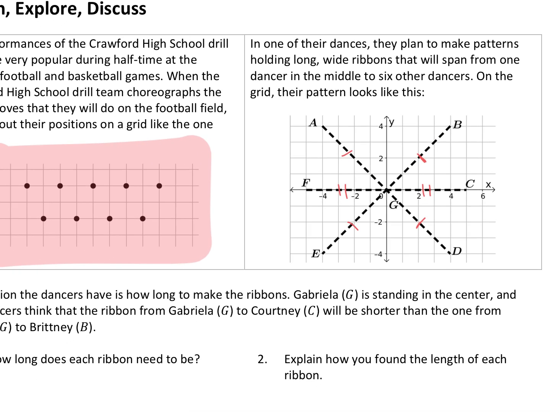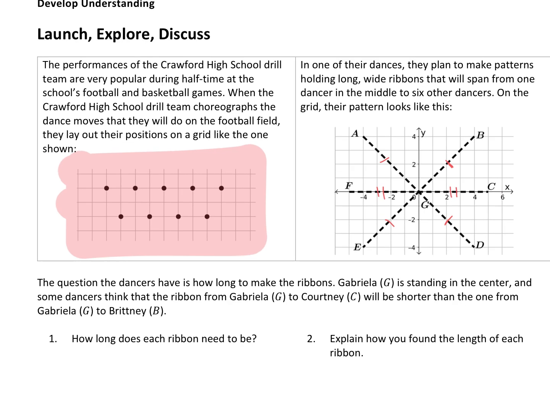For the question, the dancers have is how long to make the ribbons. Do you see Gabriella right here at the center? She's standing at the center, and some dancers think that the ribbon from Gabriella to Courtney will be shorter than the one from Gabriella to Brittany. So what we need to do is help them figure out how long each ribbon needs to be and explain how we found the length of each ribbon.